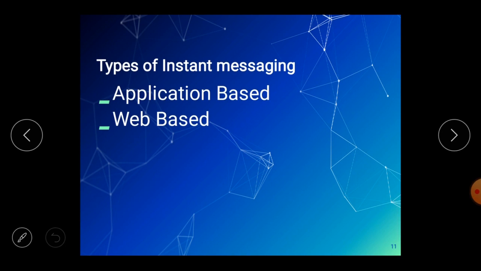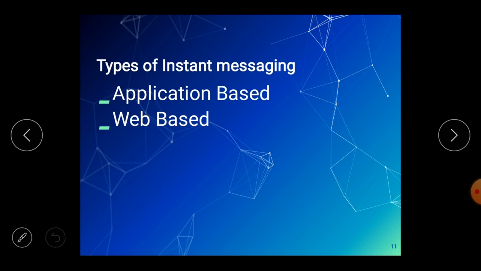There are two types of instant messaging services available. The first one is application based and the second one is web based. In the very beginning, when we didn't have Android or smart mobile phones in our hands, some application-based instant messaging services were available. A very common example of application-based is Gtalk, or Google Talk. Google Talk is a part of the Gmail services through which you can send or receive messages by installing the Gtalk application on your desktop or laptop.